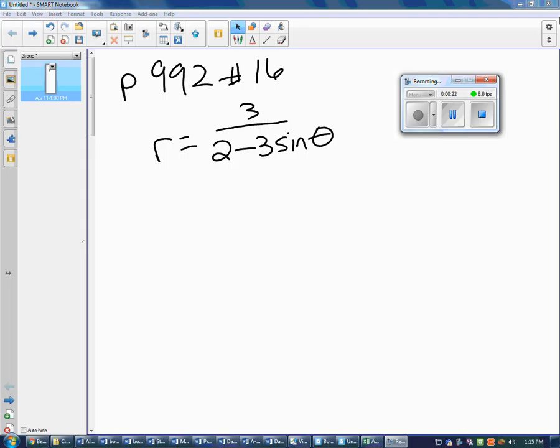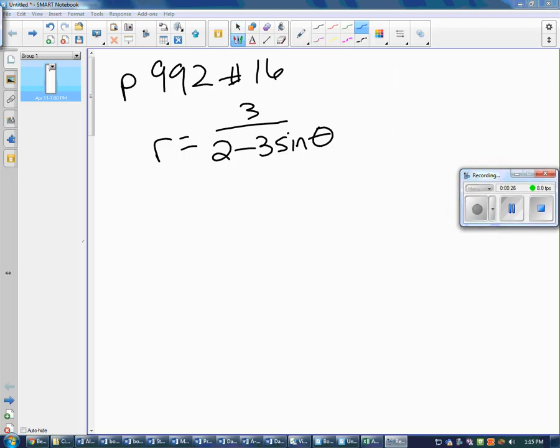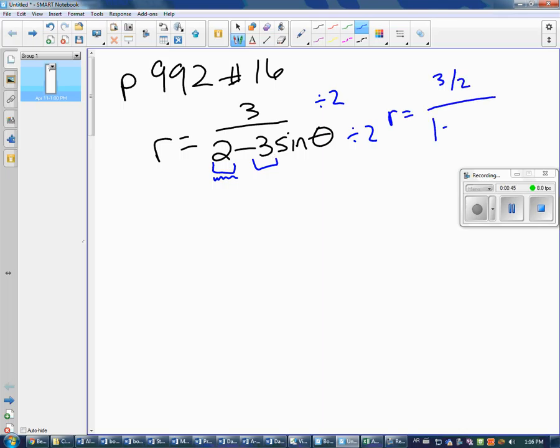So first thing you want to do is figure out what type of conic you have. The eccentricity is the value in front of sine or cosine as long as this first number is 1. In this situation, it's not. So in order to make this number 1, I want to divide by 2, because 2 divided by 2 will be 1. I'm allowed to do that as long as I do it to both the numerator and the denominator.